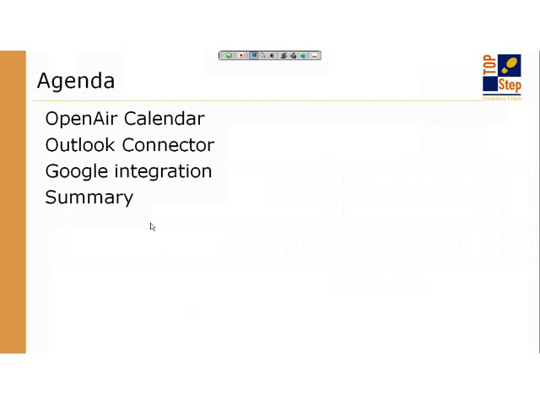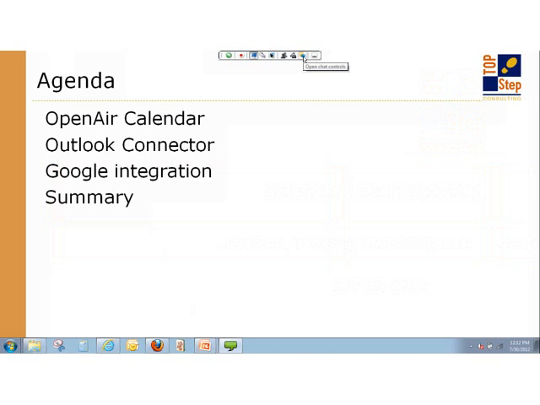So the agenda today is to go through the OpenAir Calendar. We'll talk a little bit about what the Outlook connector does, and there's also an Exchange server level version of that integration. And then we'll also talk about the Google Calendar integration that you may not know about, and then we'll open it up for questions.